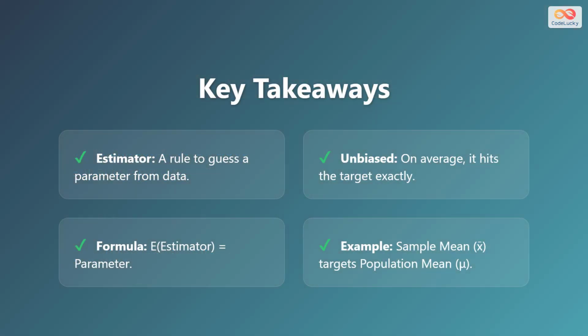To summarize, remember these key points. An estimator is just a rule for guessing a parameter. An estimator is unbiased if, on average, it hits the target exactly. The mathematical definition is that the expected value of the estimator equals the parameter. And finally, the sample mean is our primary example of this property in action. Understanding this builds the foundation for trusting statistical results.